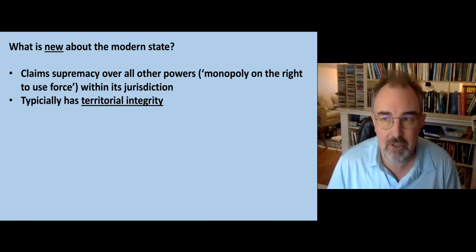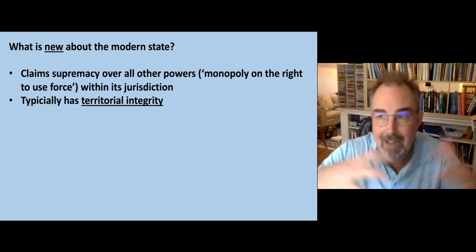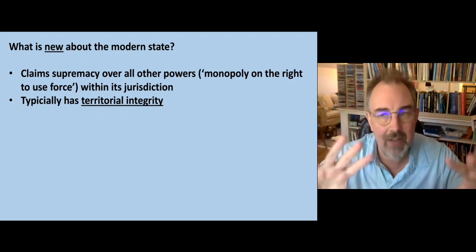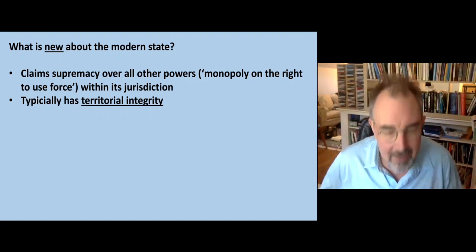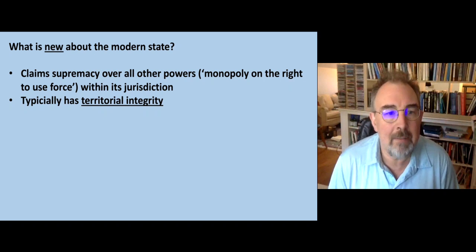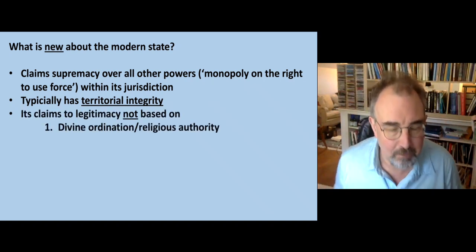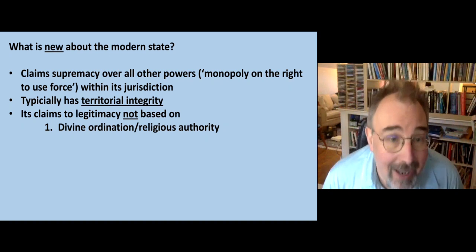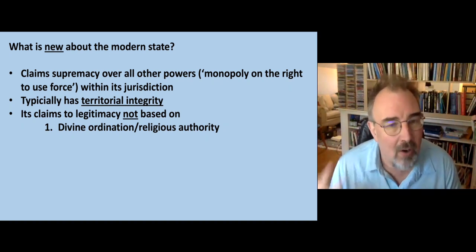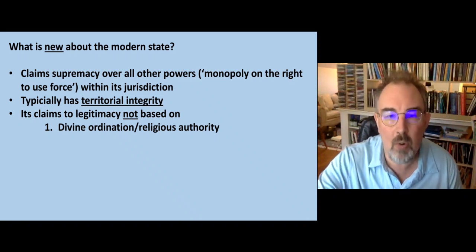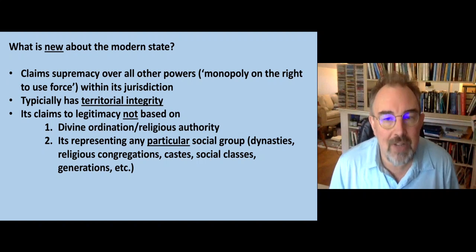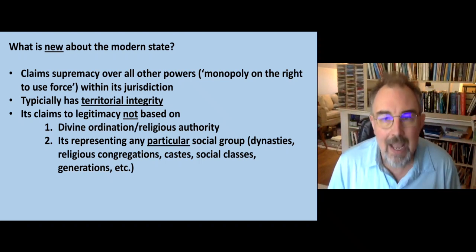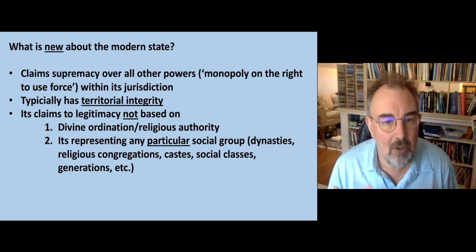Again, the church is a good illustration of this. The church claims a certain kind of authority. Canon law extends during the medieval period across all of Christendom, and it thus permeates through other secular jurisdictions. But again, in the modern period, the state tends to want to consolidate itself territorially, and that's, to some extent, a new thing. The modern state increasingly claims its legitimacy not on the basis of divine ordination or religious authority, nor does it claim to represent any particular social group, any particular religious congregation, any particular social class, any particular dynasty, any particular generation.